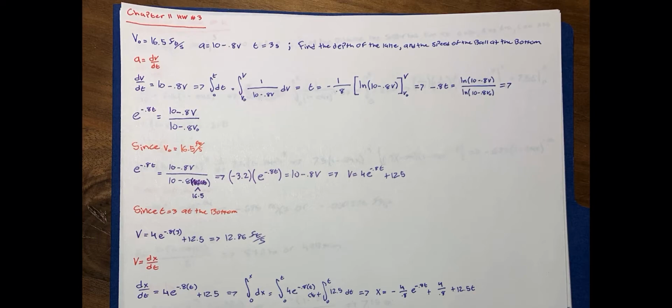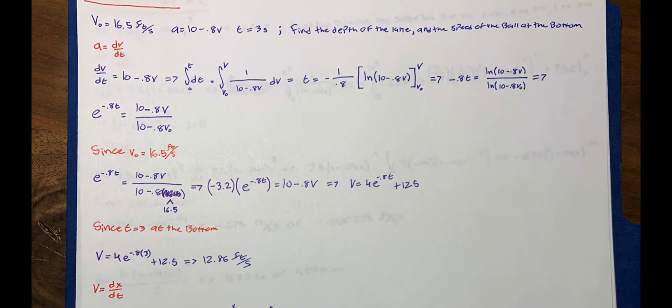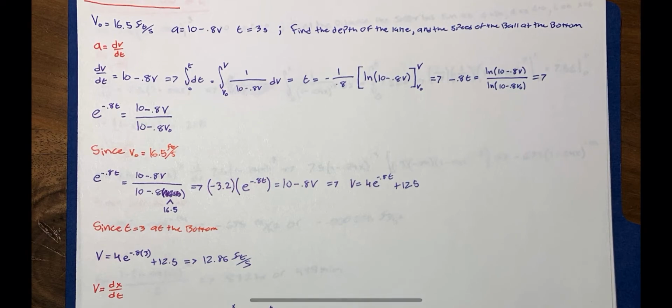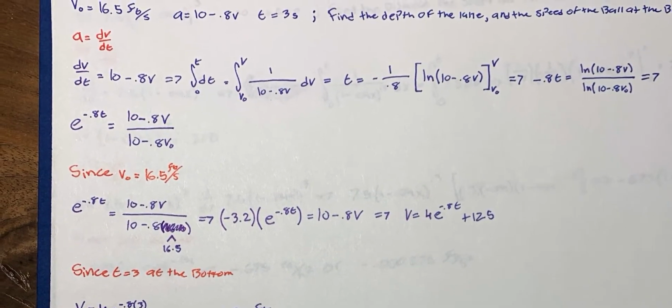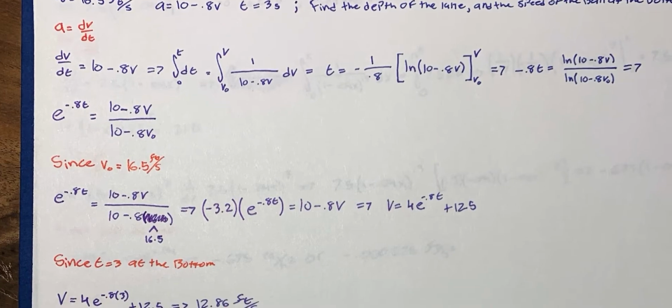So first step is, since acceleration is equal to dv dt, we can set a equal to dv dt in their equation, and we'll split and put the like variables together, and we'll integrate that, and then we'll solve for t, and eventually we will end up going through all the equation shown there. We'll end up with e to the negative 0.8t equals 10 minus 0.8v over 10 minus 0.8v0.